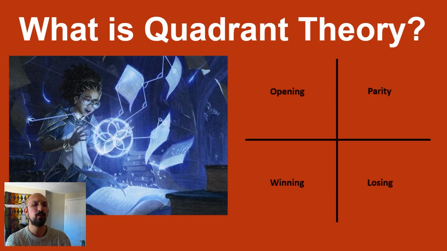Now, their version of Quadrant Theory had 4 criteria to evaluate a card with. How good it was in the opening of the game, how good it is in parity when you and your opponent are of equal standing, how good is it when you're winning, and how good is it when you are losing. And though this is really good, Commander is a little different.